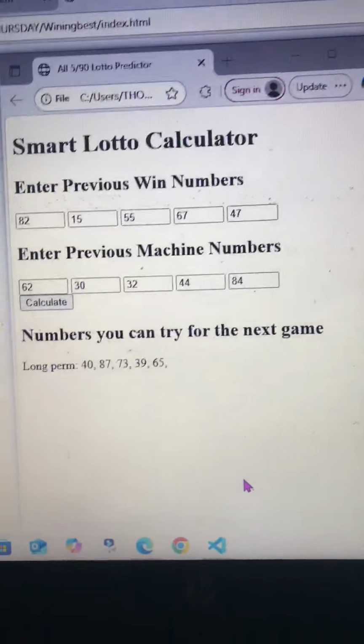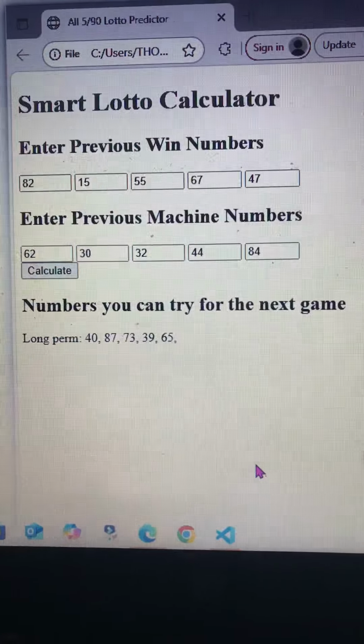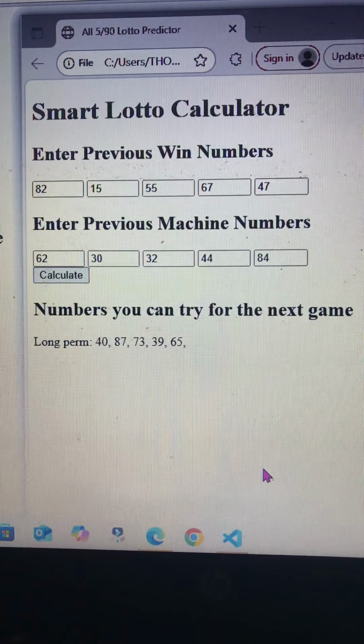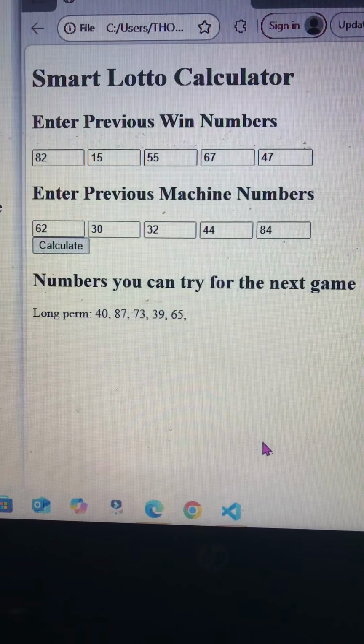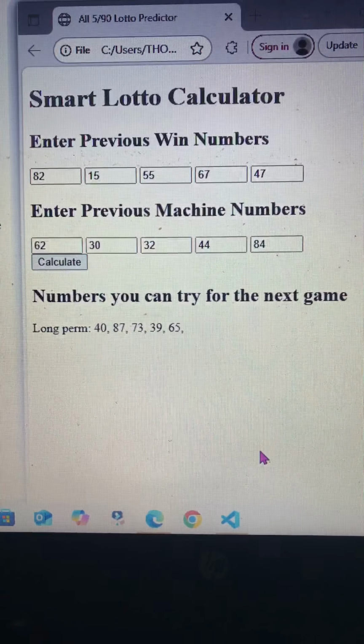But this is my game for today, the 8th October 2025. This is my game, Hot 5. Give it a try if possible.